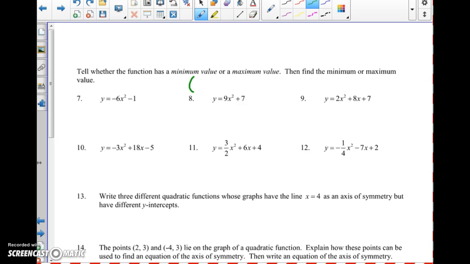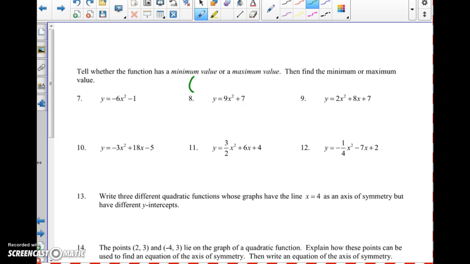Number 10 is going to be a maximum. Number 11 is going to be a maximum or minimum. Which one now? Minimum. Okay, minimum is number 11. And number 12 is going to be a maximum. Right, okay, that is correct.